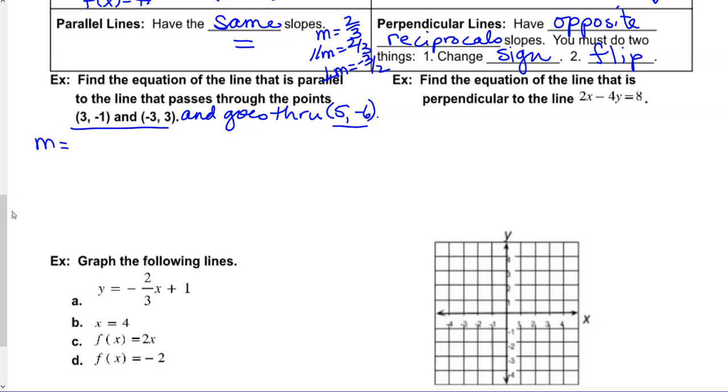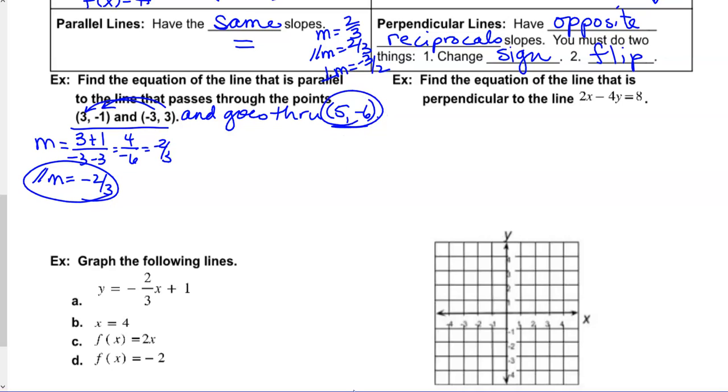The slope, using my slope formula, is y minus y. 3 minus a -1 becomes a +1. And then -3 minus 3. Therefore, we have a 4 over -6, which is -2/3. The parallel slope that I'm looking for, remember, parallel lines have the same slope, same slant, would also be -2/3. So I'm going to take -2/3 along with the point (5, -6).